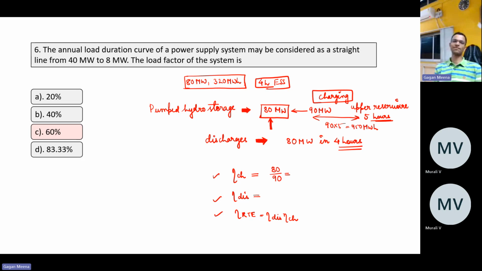This is the installed capacity, what the energy storage is supposed to deliver. That means it is the rating of the storage capacity. We want to charge the storage to its rated value. But for that, I need to provide more energy than its rating. So that means there is a loss. To charge it to 80 megawatts, I need to supply 90 megawatts. So there is a loss of 10 megawatts.